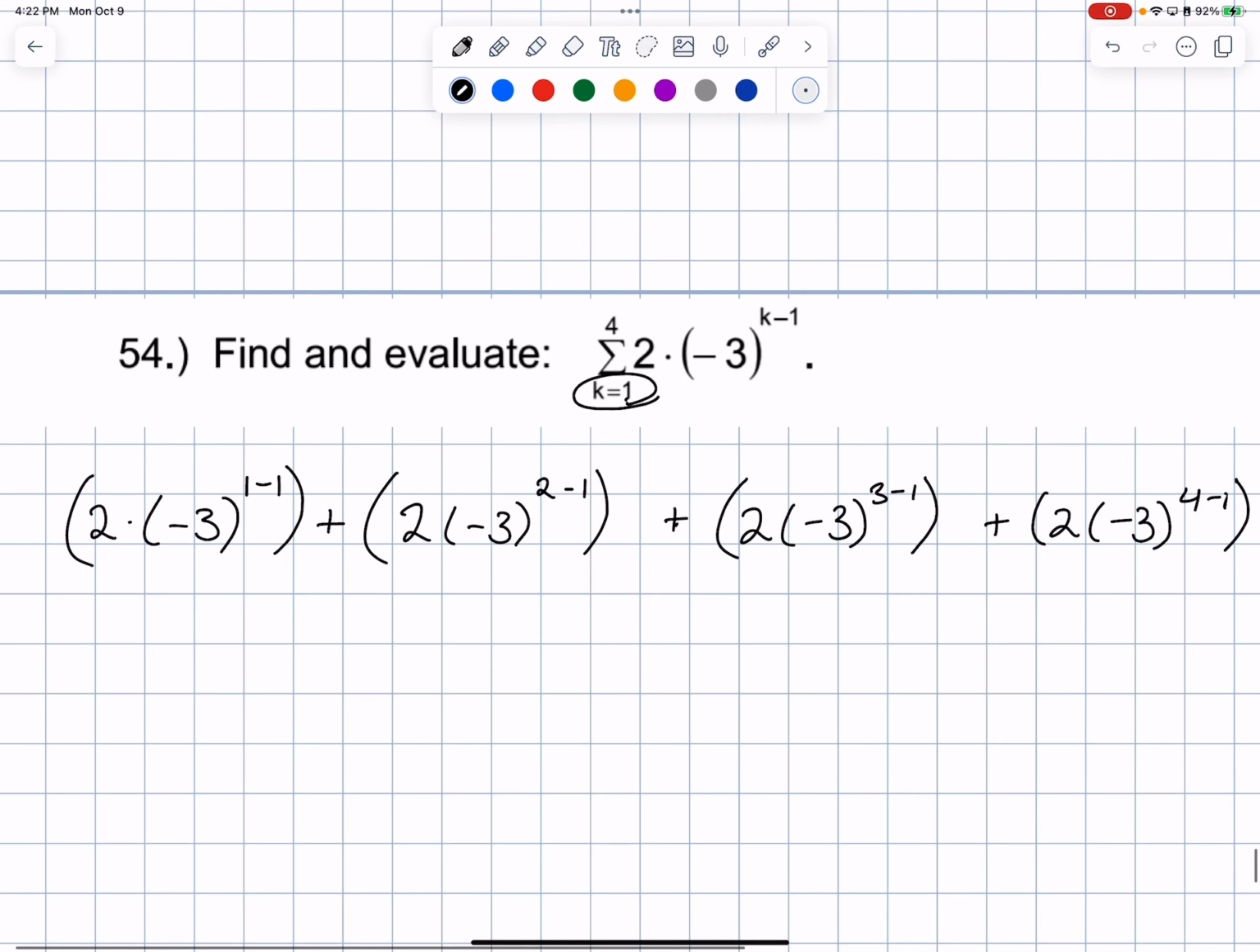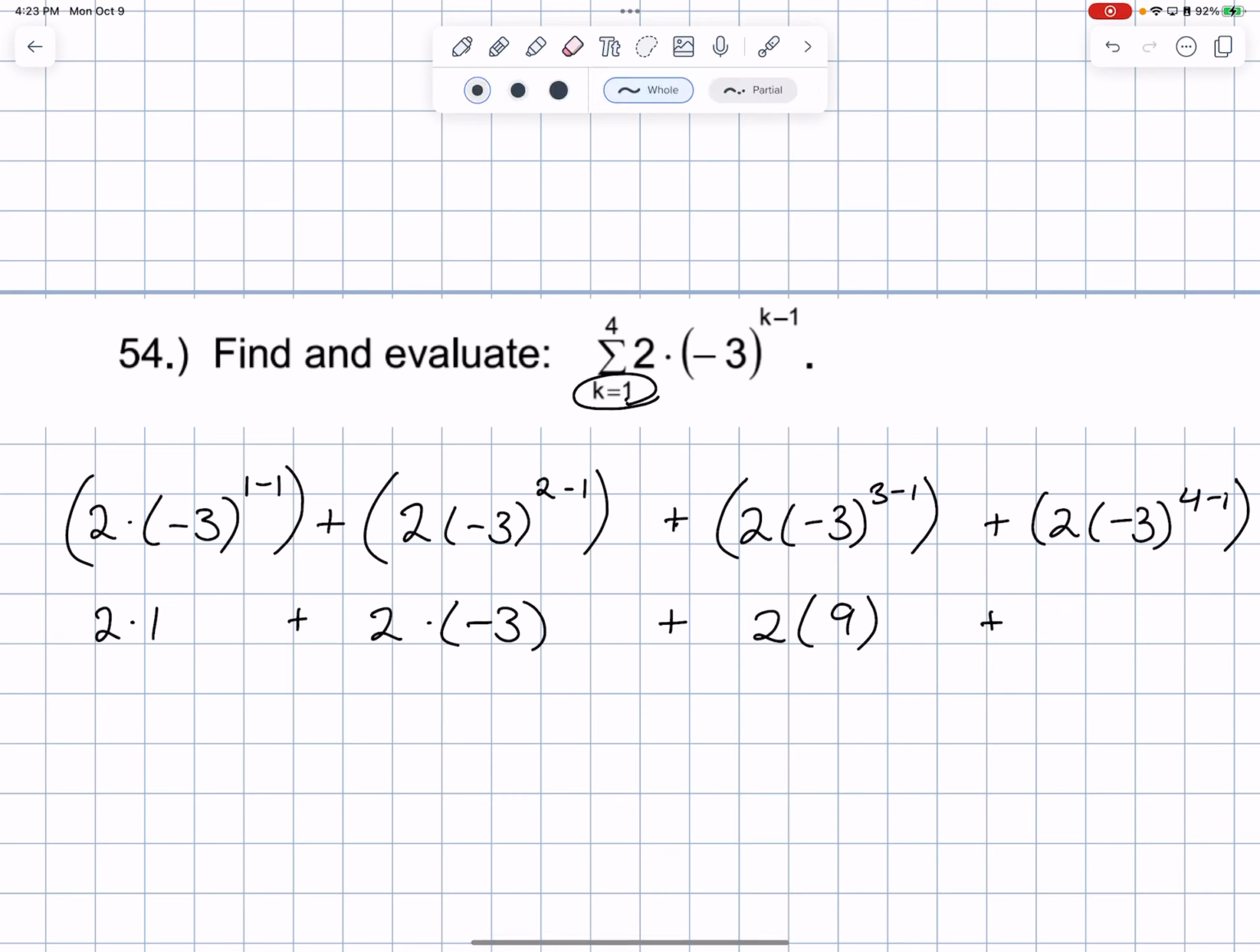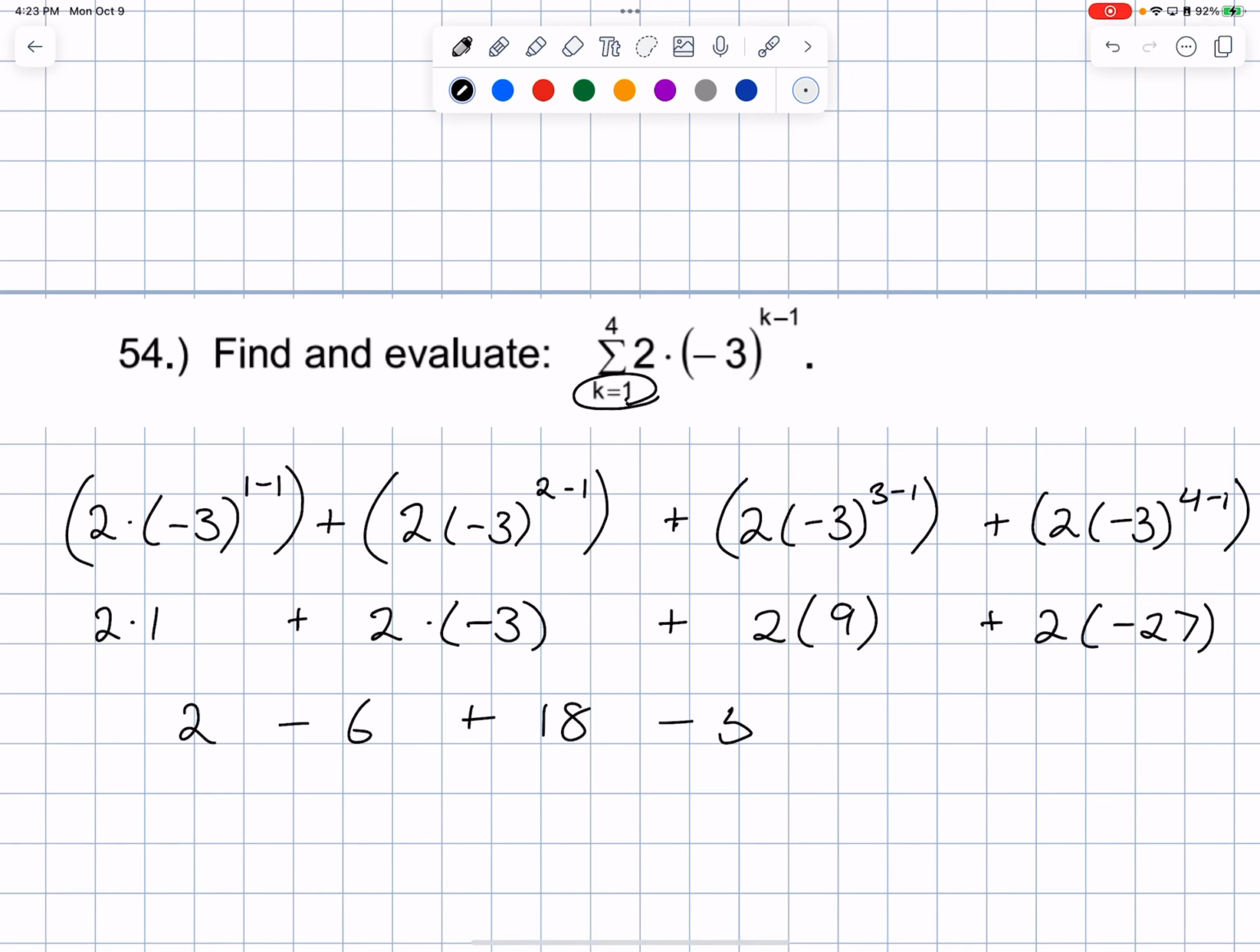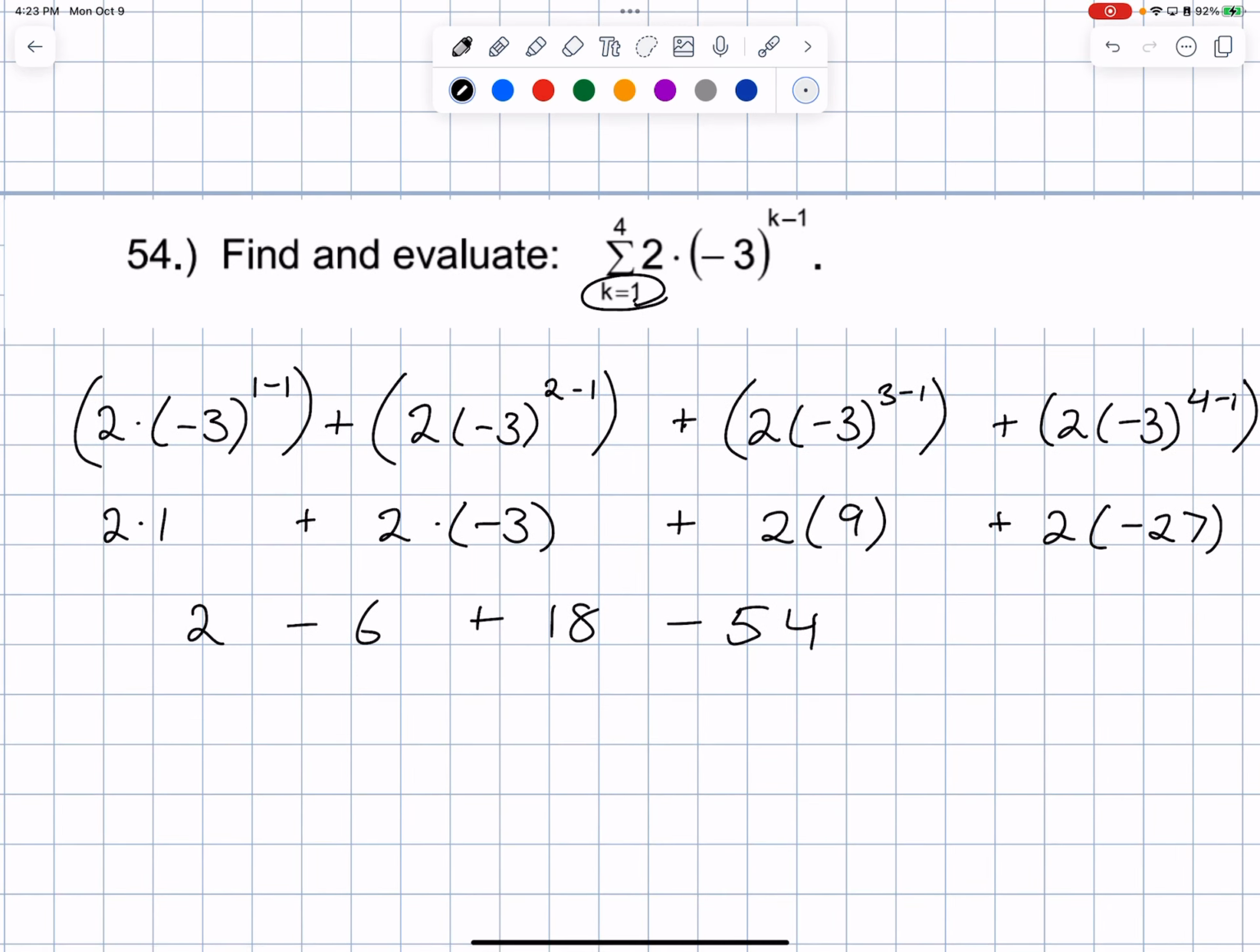So let's see. This is going to be 2 times 1. This will be 2 times negative 3. This will be 2 times 9. And this will be 2 times negative 27. So that's 2 minus 6 plus 18 minus, what's 27 times 2? That is 54. So let's see, if I add those together, that'll be 20 minus 60, negative 40.